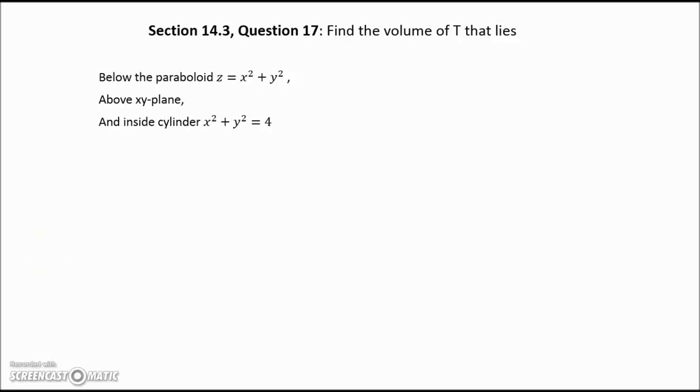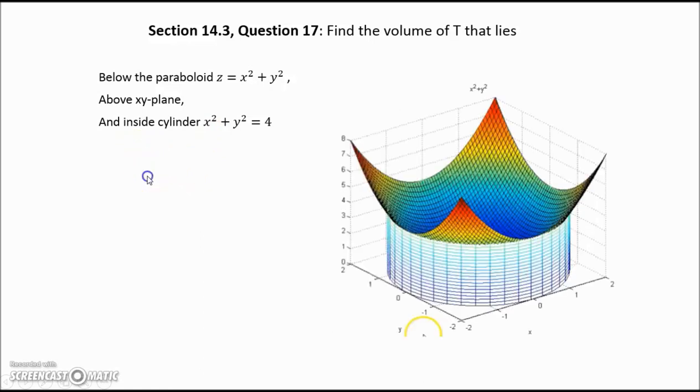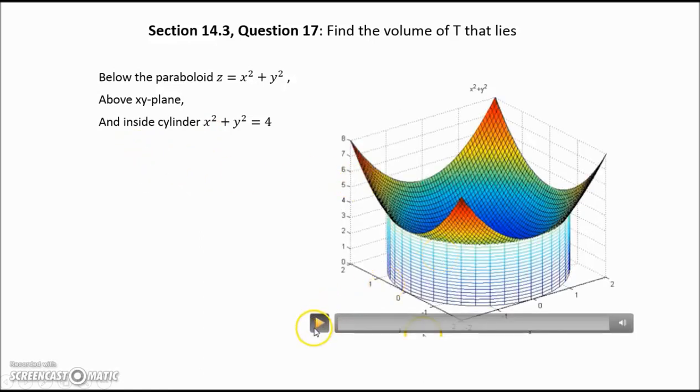In this tutorial, I'll solve problems from section 14.3, which is about double integrals in polar coordinates. So this question is saying: find the volume of a region that lies below the paraboloid z = x squared plus y squared, above the xy plane, and inside the cylinder x squared plus y squared = 4. This sounds like a lot, but let's see how this looks.